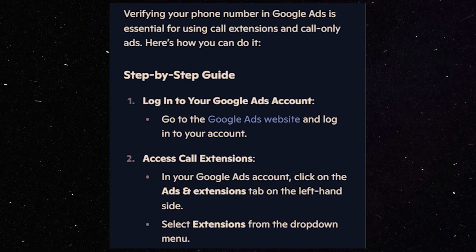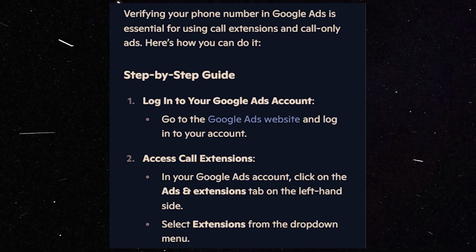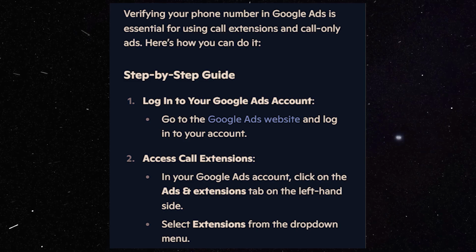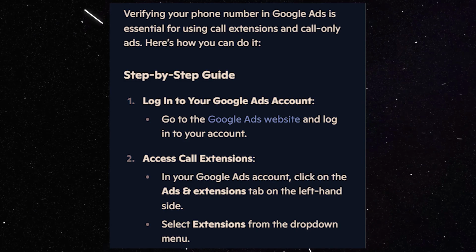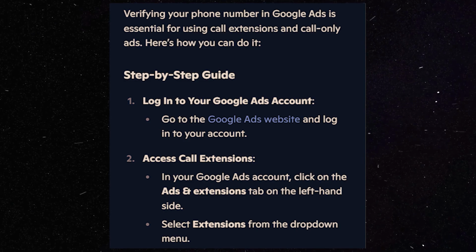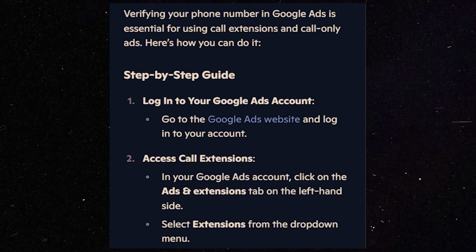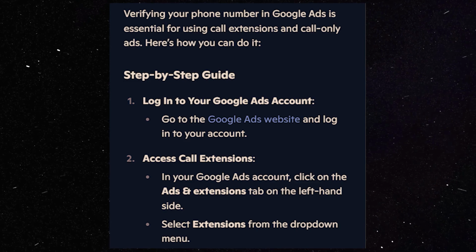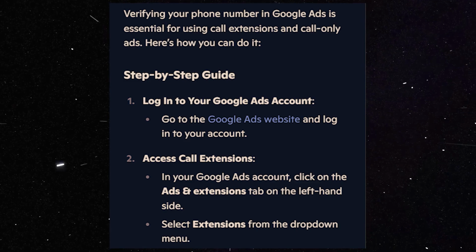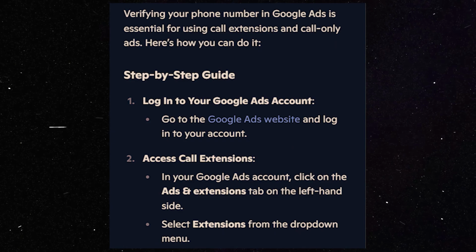First of all, log into your Google Ads account. Go to the Google Ads website and log into your account. Access call extensions. In your Google Ads account, click on the Ads and Extensions tab on the left side. Select Extensions from the drop-down menu.